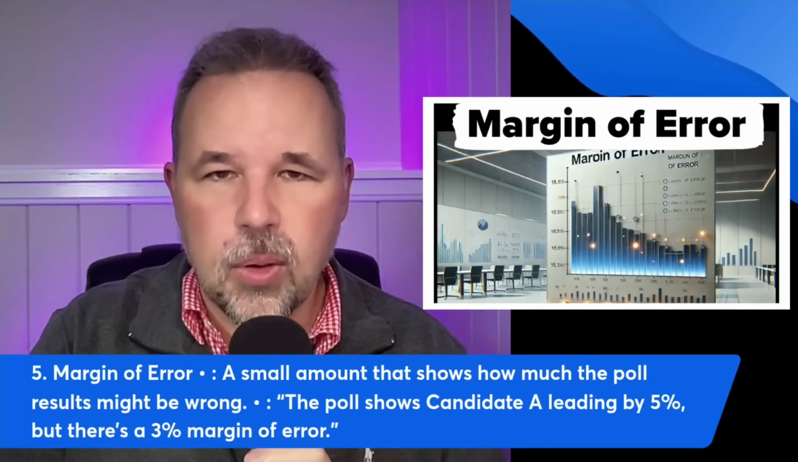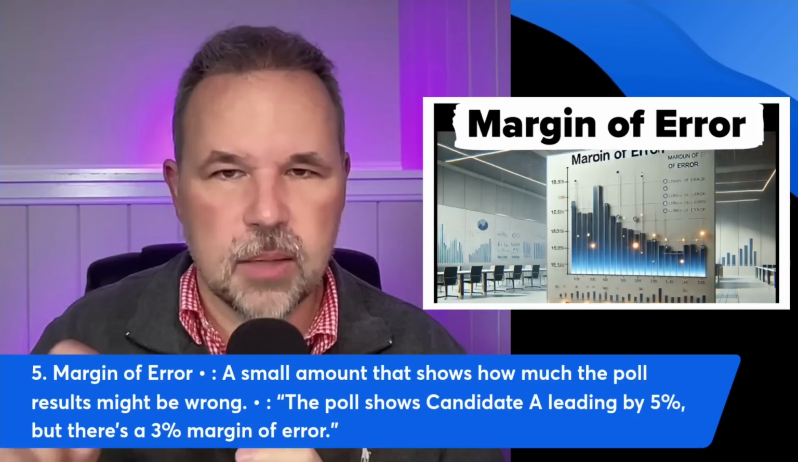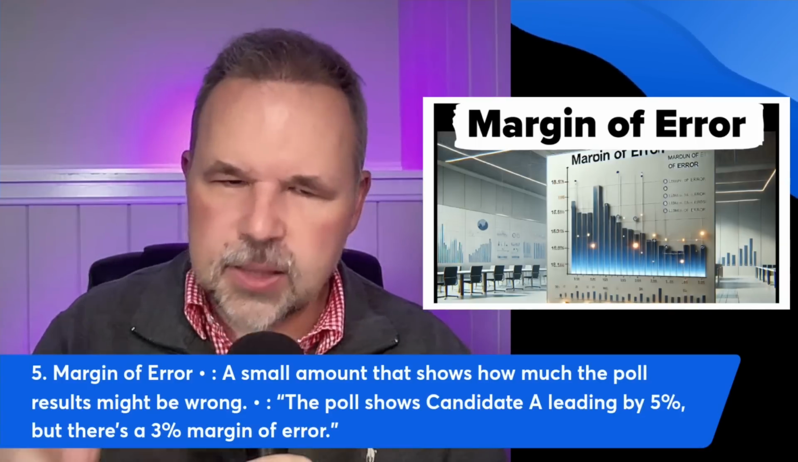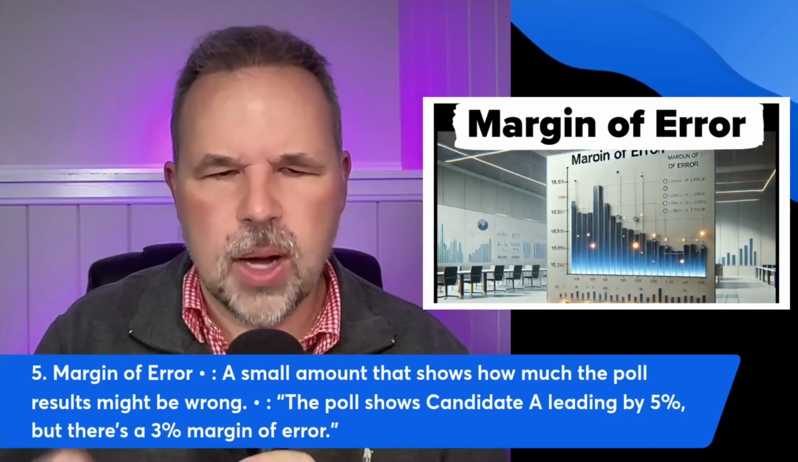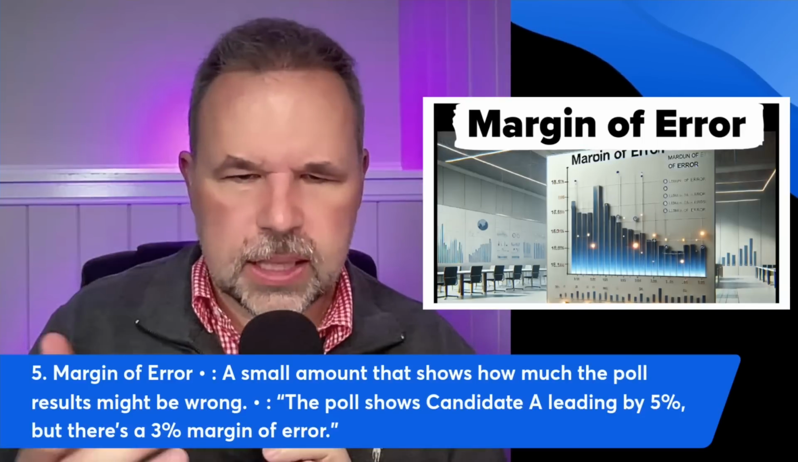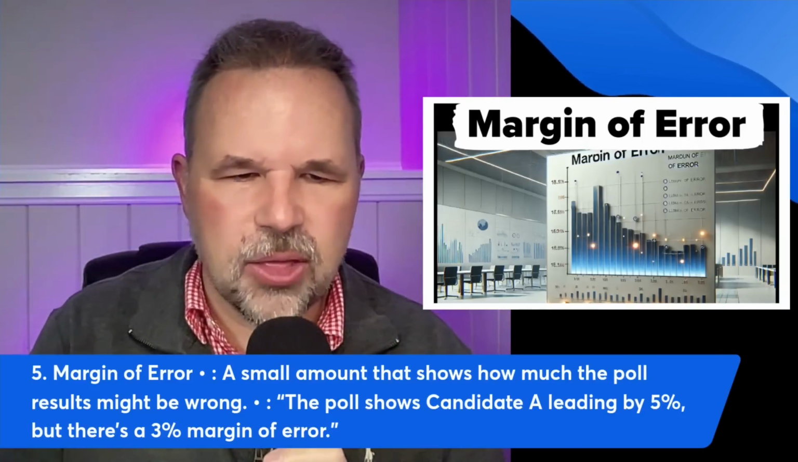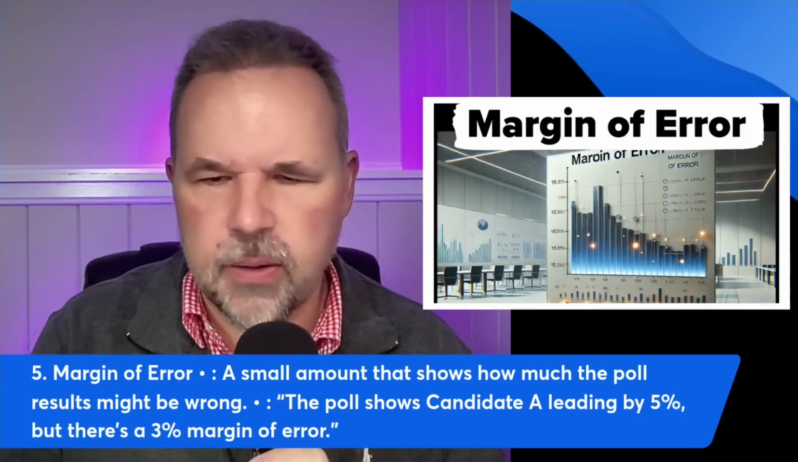Margin of error. Every time a poll is taken, there is a margin of error. Let's talk about what that is. A small amount that shows how much the poll results might be wrong. The poll shows candidate A leading by 5%, but there is a 3% margin of error.